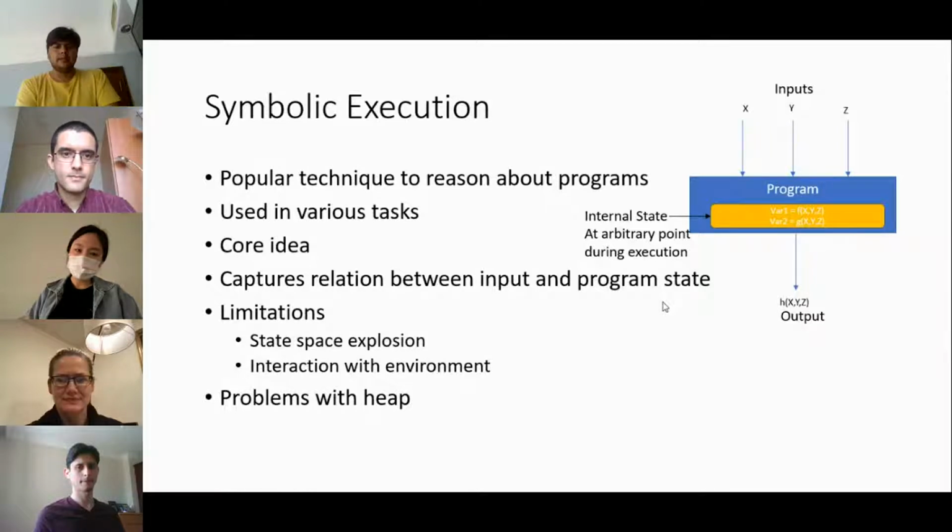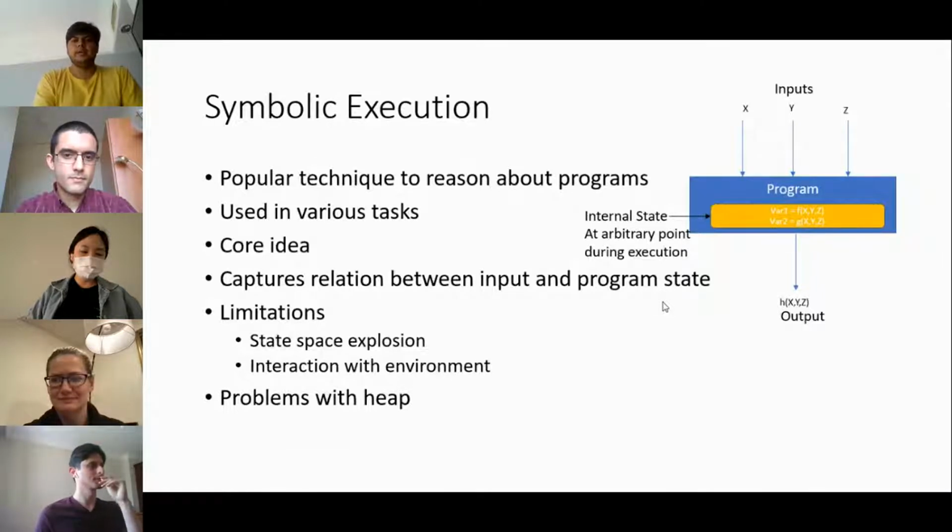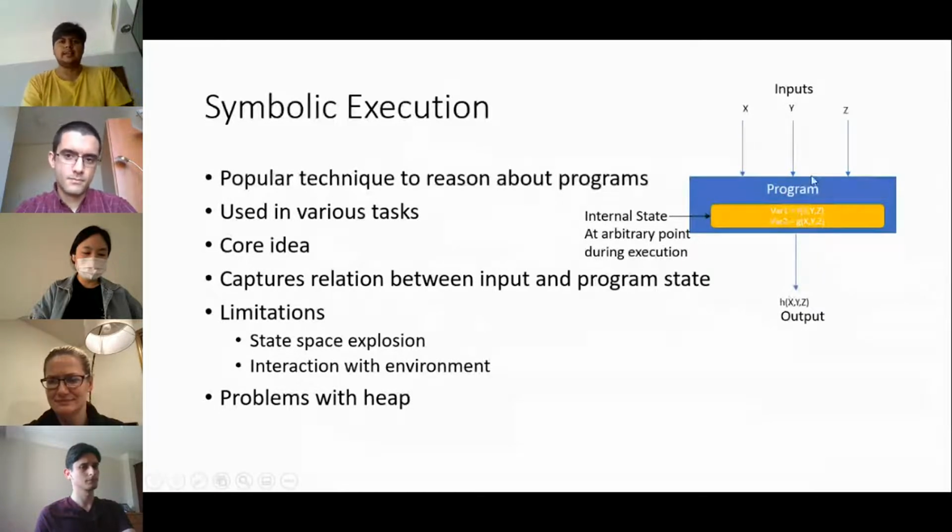But there are a couple of limitations to this, and one of them is state space explosion, which I'll skip in the interest of time. The other problem that we are solving is interaction with the environment. Whenever this program interacts with something like the OS, the memory allocator, or other libraries for which we don't have the code, it cannot calculate these functions f, g and h, because it doesn't know what instructions are executed.